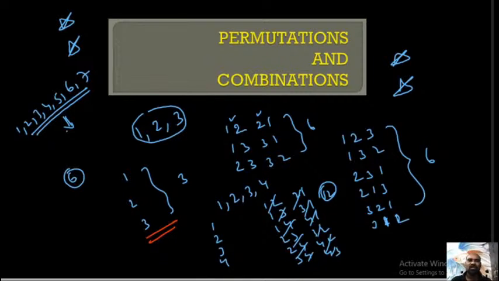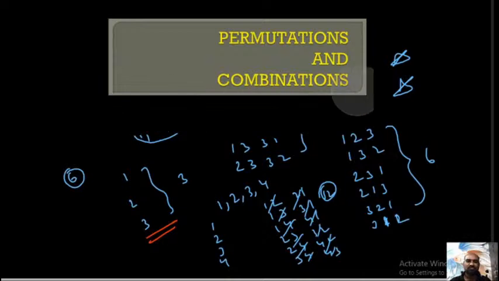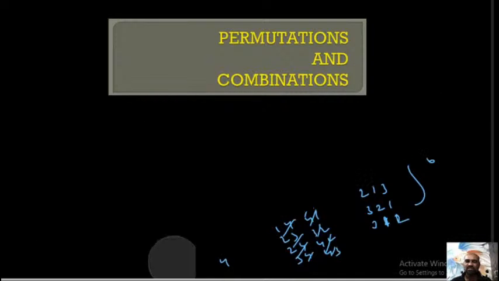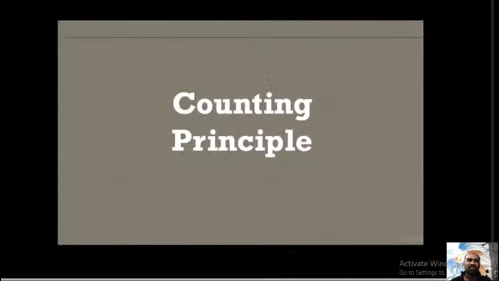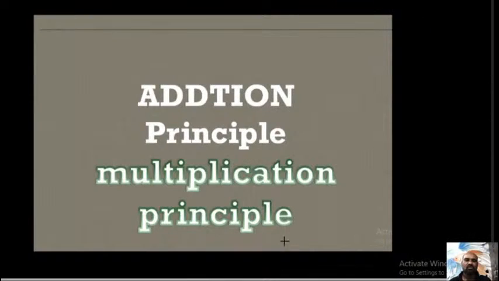This is our today's topic, students. First of all we need to complete permutations; after completion of permutations we will start combinations. Before this, I want to explain one important thing, that is the counting principle. Actually, we have two types of counting principles: one is the addition principle and the other is the multiplication principle. Sometimes the addition principle is called the sum rule.